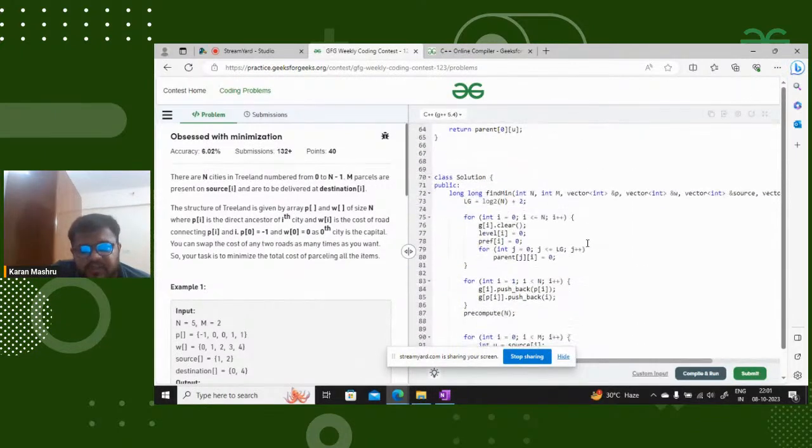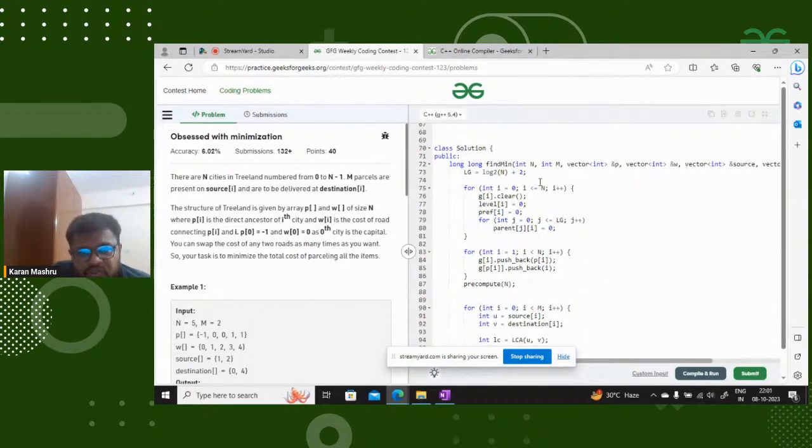So understand one thing, this is my solution. I have taken LGS log n base 2, because if n is the number of nodes, then the maximum level can be log n base 2, and just to be on the safer side, I have taken plus 2. G is my adjacency list. Level of I will store the level of the ith node. This is my prefix array. And don't look at this parent array for now.